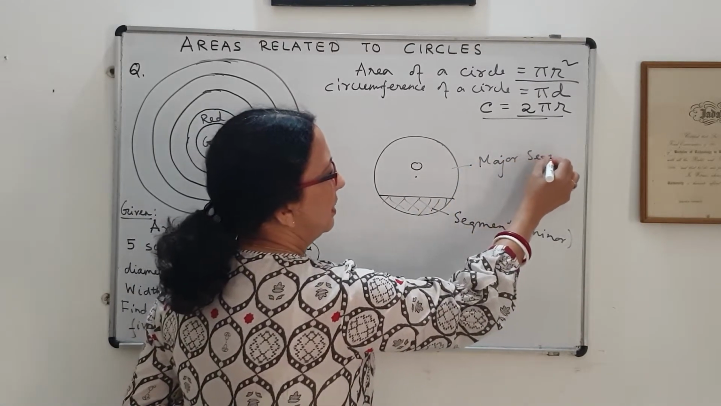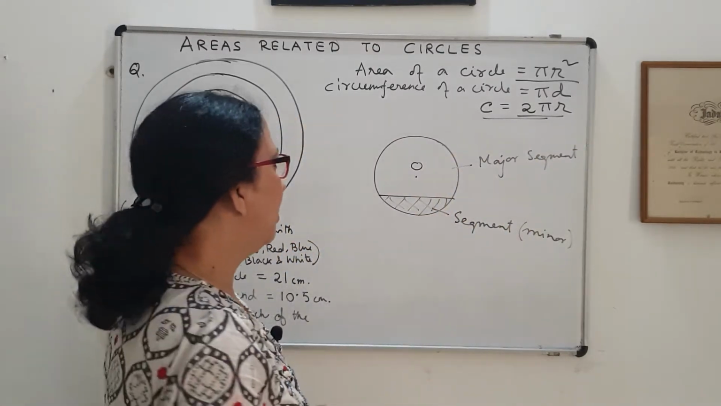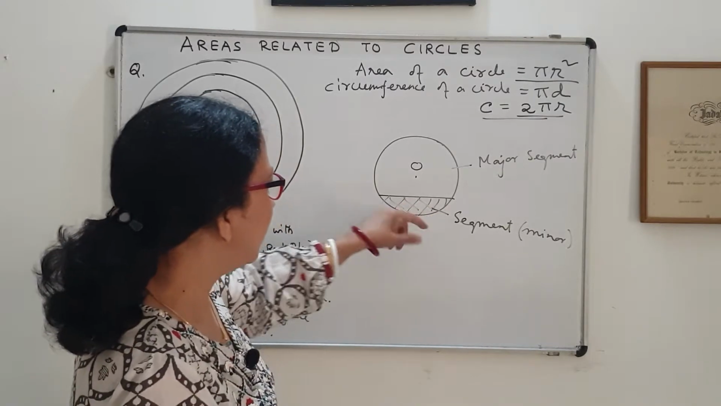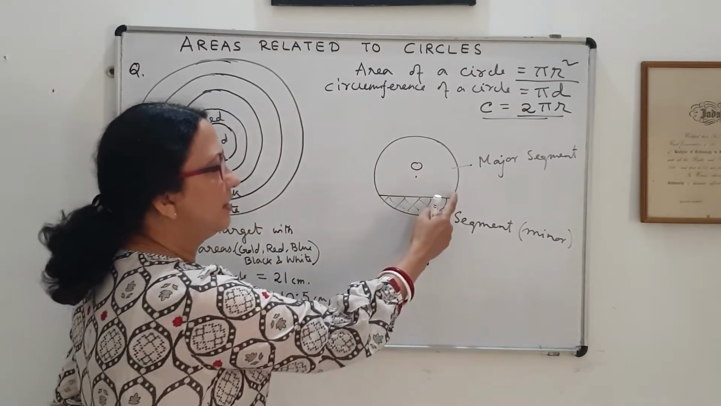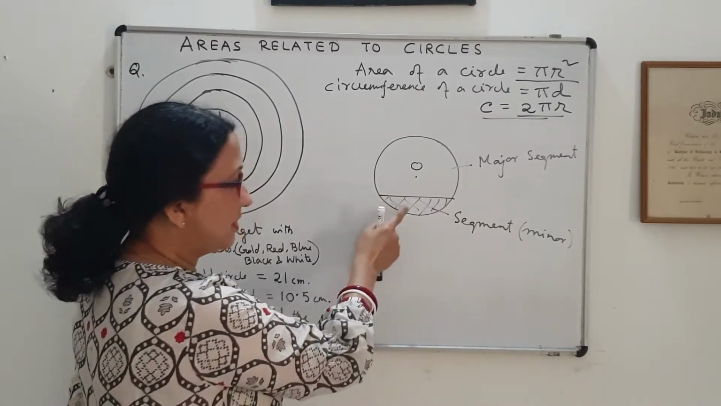This major segment area will be area of the circle minus minor segment area. So these are known as segment areas, that is area between any chord and the corresponding arc of the circle is known as the segment.